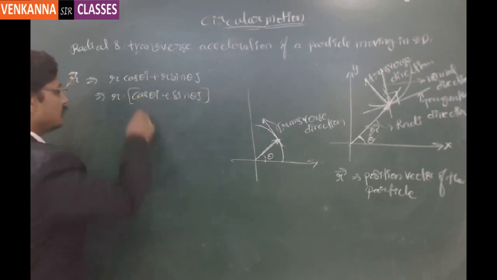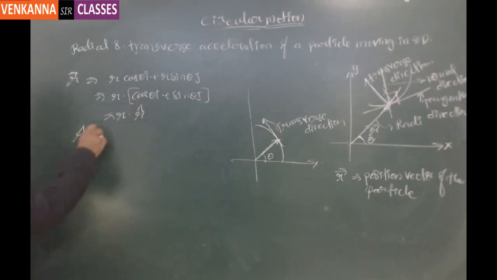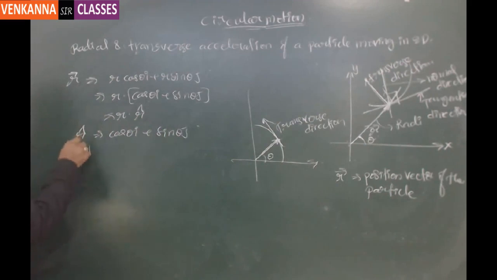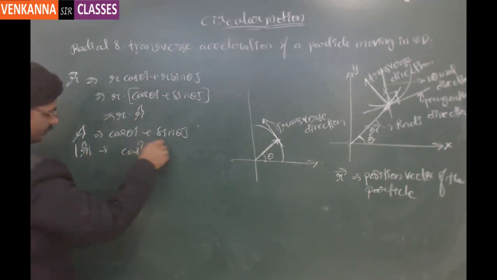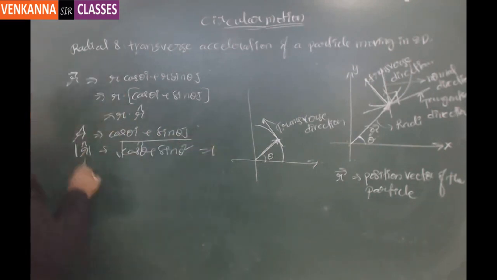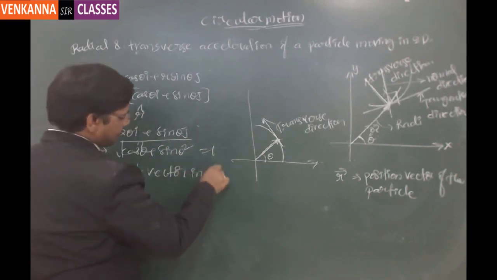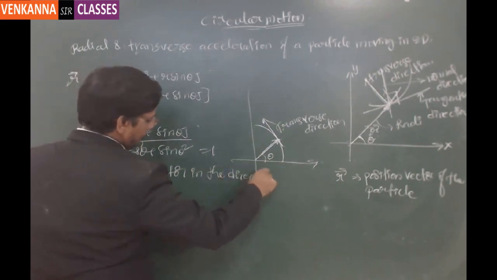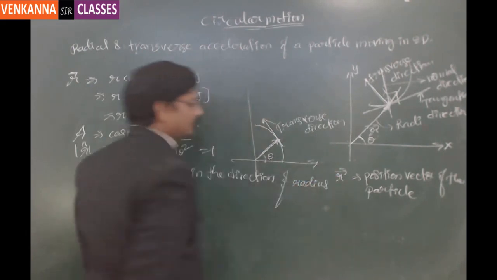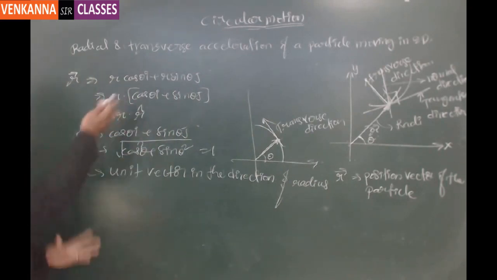If you note the magnitude of this vector, if I call it r into r cap, it can be treated as cos theta i + sin theta j. Now the magnitude of r cap is the square root of cos square theta plus sin square theta, which is 1. Hence this is a unit vector in the direction of the radius. So this is the radial direction, right? And the transverse direction is perpendicular to that.